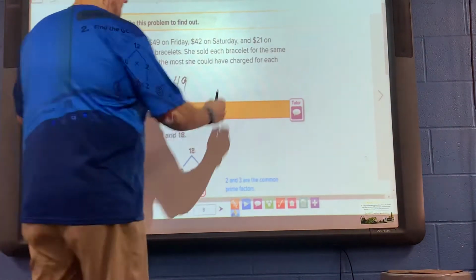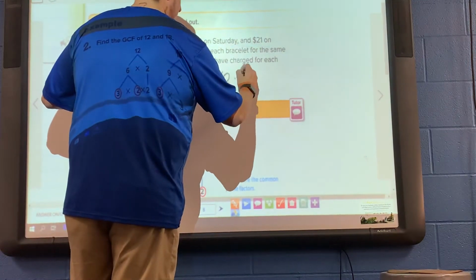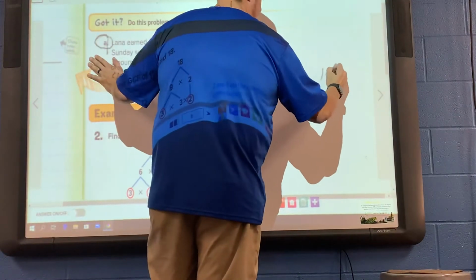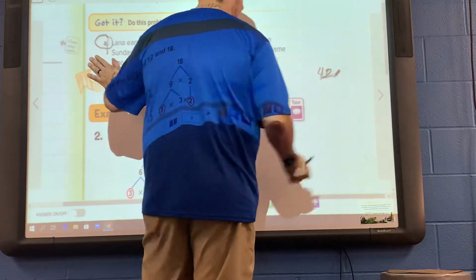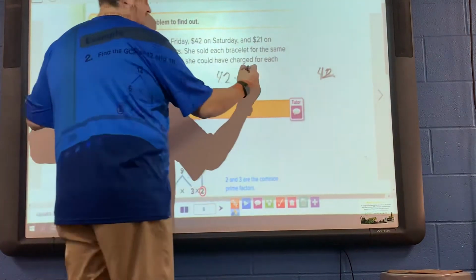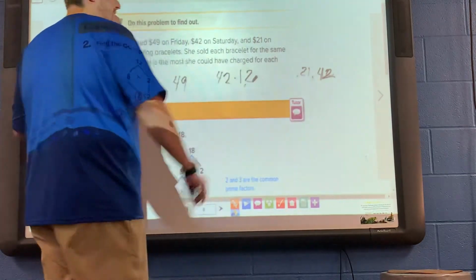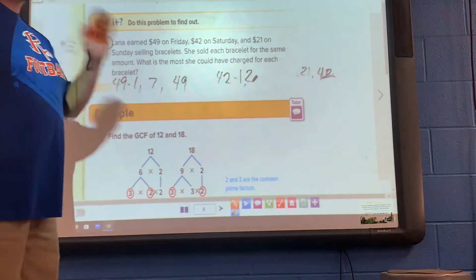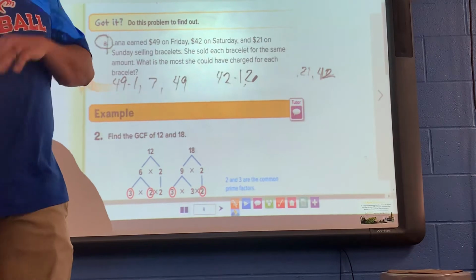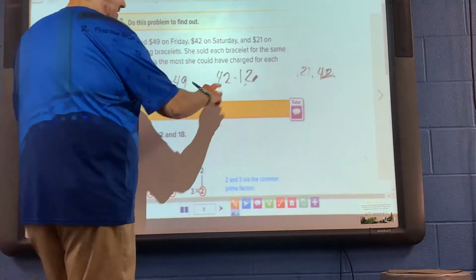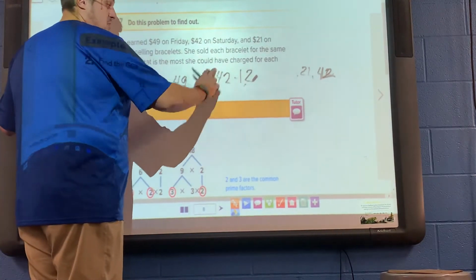So now Saturday we have $42. So we have 1 and we have 42. Okay, 2 goes into it because it's even. 2 times 21. Okay, does 3? Yes. Well, a good trick to see if 3 is a factor of a number is to look at the numbers that you have, like the 42.